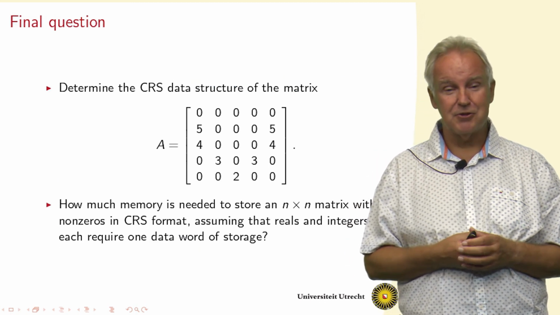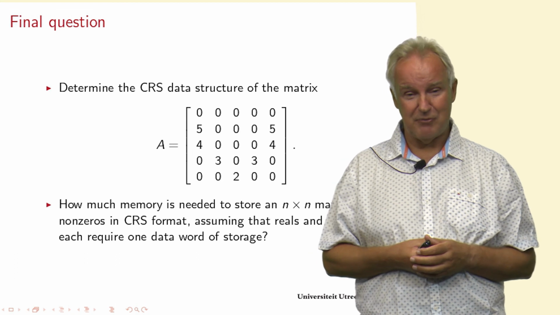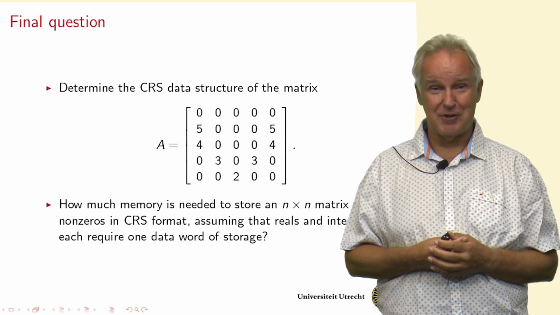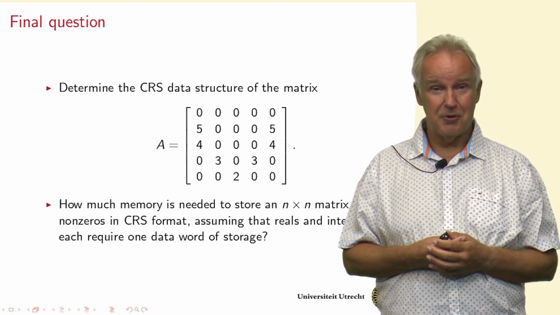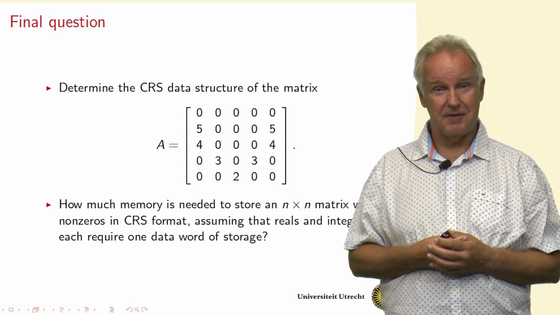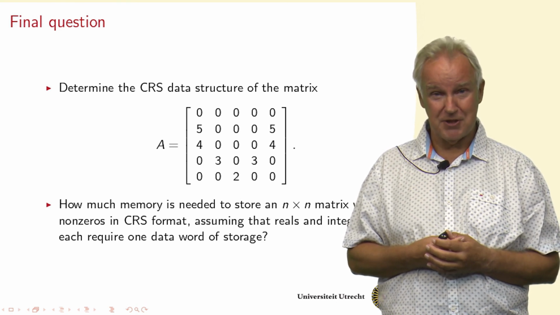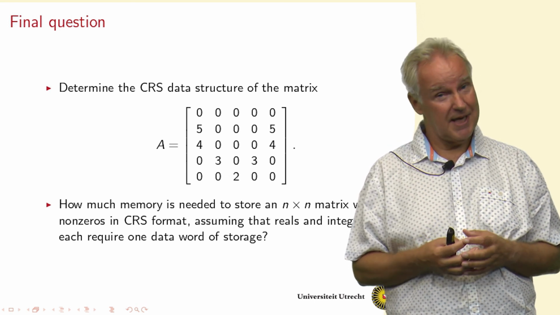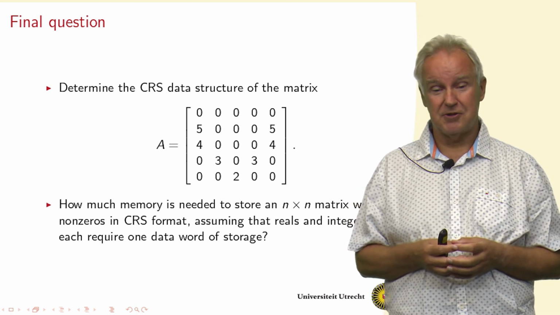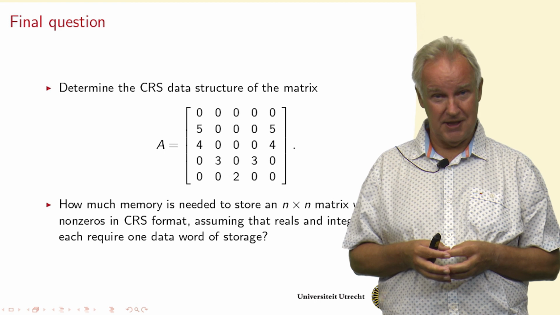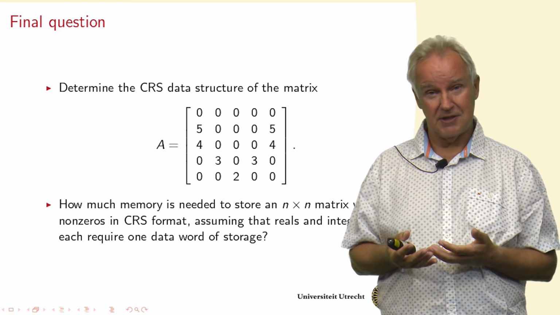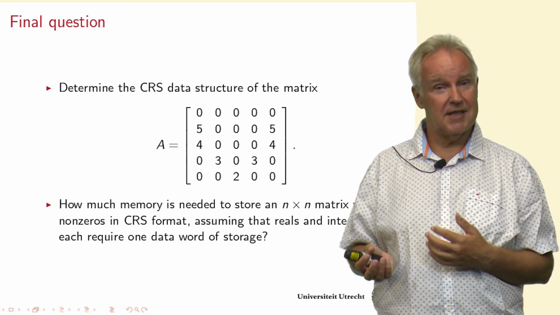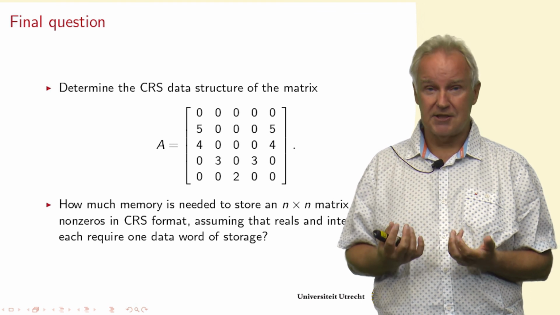Now a final question to you. Here is again a 5 by 5 matrix, a different one. It actually has an empty first row. Can you formulate the CRS data structure for this matrix? And in general, if you have an n by n matrix with nz non-zeros, how many data words do you need to store the matrix in the CRS format? And we assume that reals and integers, they all take exactly one data word.